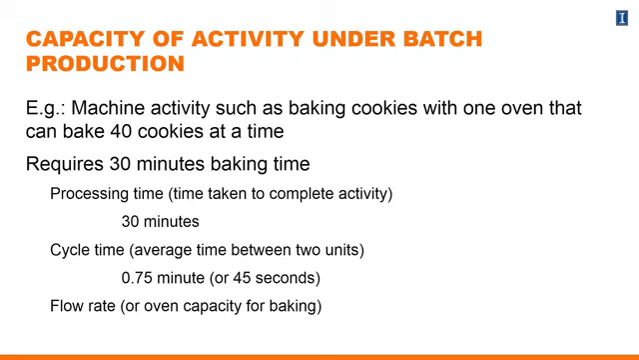In 45 seconds, are you going to be able to give me a cookie? And your answer is going to be no, I'm not going to be able to give you a cookie in 45 seconds, but I can give you 40 cookies in 30 minutes, giving me an average cycle time of 0.75 minutes. Once again, like we saw in the previous example, the flow rate or the capacity is going to be calculated as the reciprocal of the cycle time. So it's going to be 1 over 0.75, giving you 80 pieces per hour as the capacity.